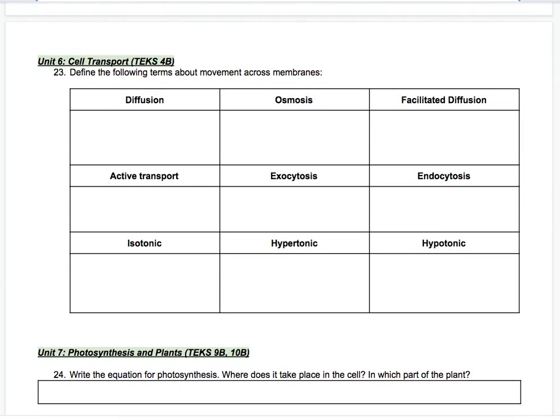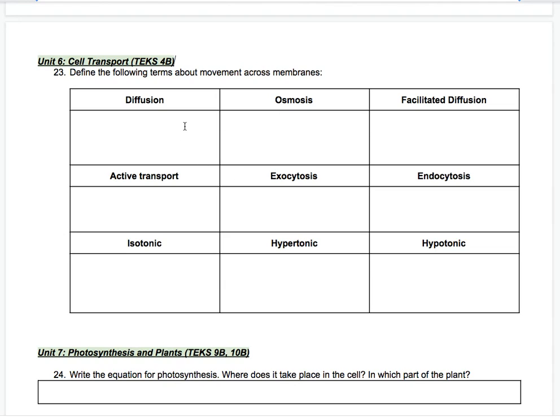Unit 6 is cell transport. We're going to define the following terms about movement across the membranes. The first one is diffusion. Also, if you copied this at the beginning when I first posted this, you might not have all of them, but just type in what you do have.